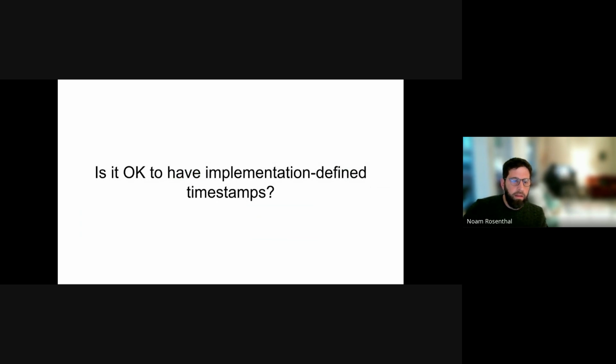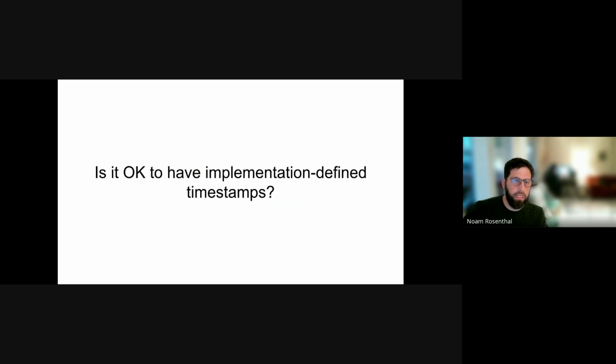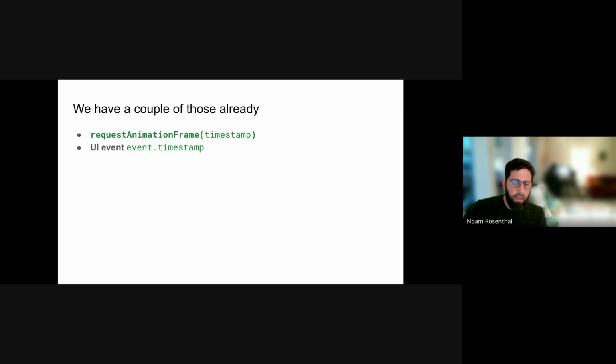So something about the presentation timestamp is that because it happens after things that are not exactly standard, they're just how the browser paints, we can't really define them in an interoperable way. They're implementation defined by definition. The question is, is it okay to have implementation defined timestamps in web exposed APIs? So we do have two of those already.